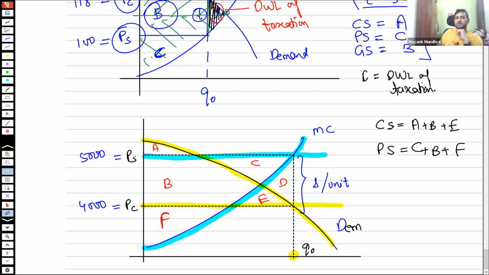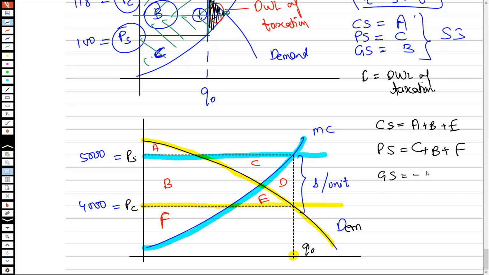Now, what is the government surplus? Sir, it is negative, minus D. Minus of how much? D. Okay. Sir, minus D minus E. No, just D. Okay. Let's look at it graphically.